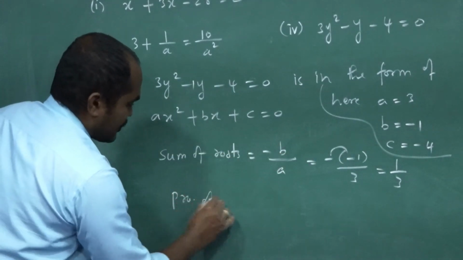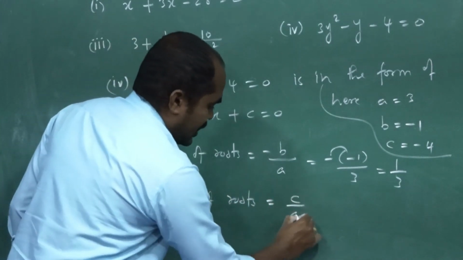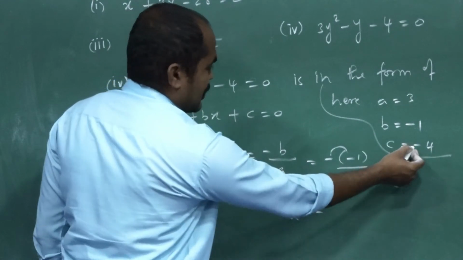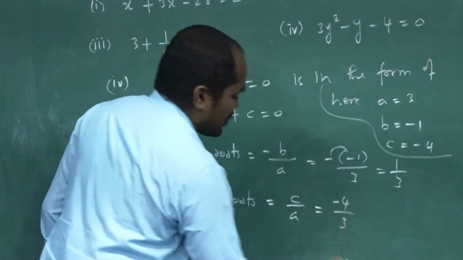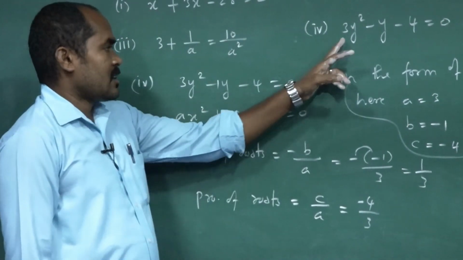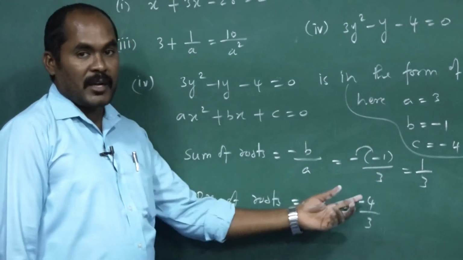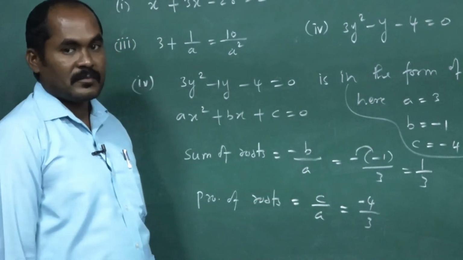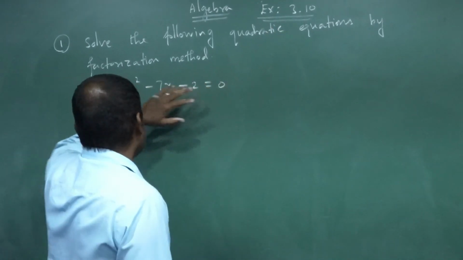Product of roots is c by a. C value is minus 4, a value is 3. So minus 4 by 3. So this is product of roots. So fourth answer is sum of roots is 1 by 3 and product of roots is minus 4 by 3. So next, exercise 3.10, first question.